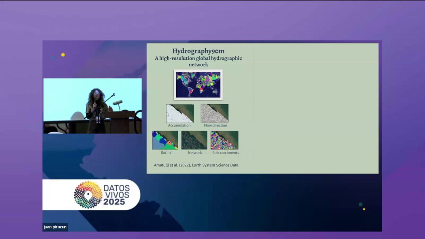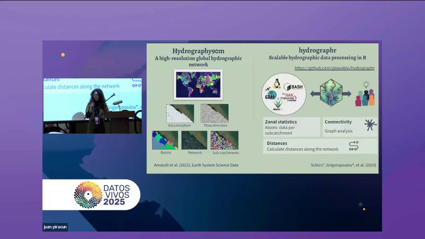And because all these mapping processes and data processing workflows were so complex, we were using some open source tools such as GDAL and GRASS GIS that, personally, took me 1.5 years to learn how to use. And then we decided to make them more available and user-friendly, so we wrapped them into an R package called Hydrographer.